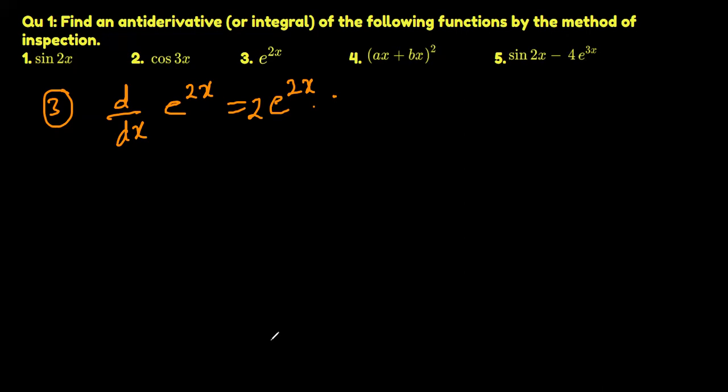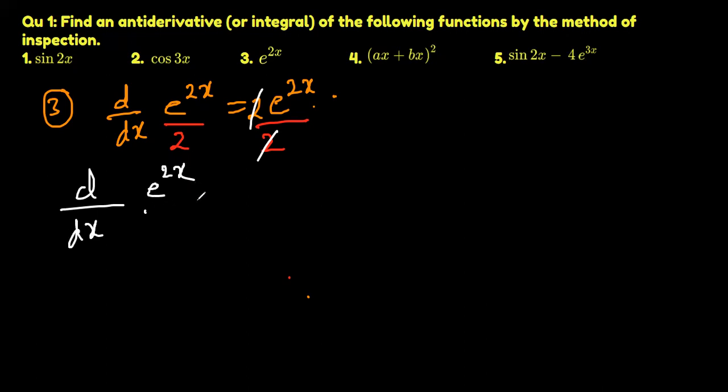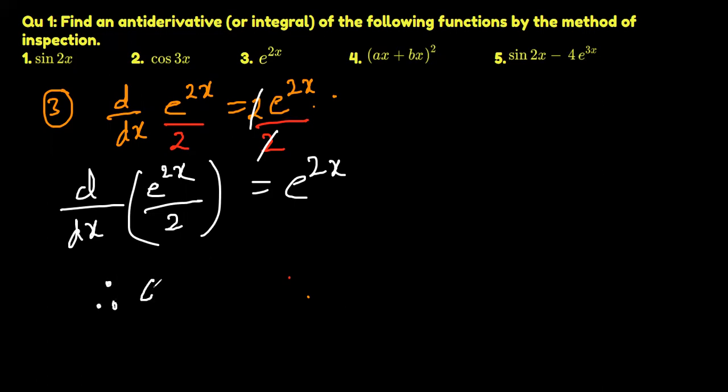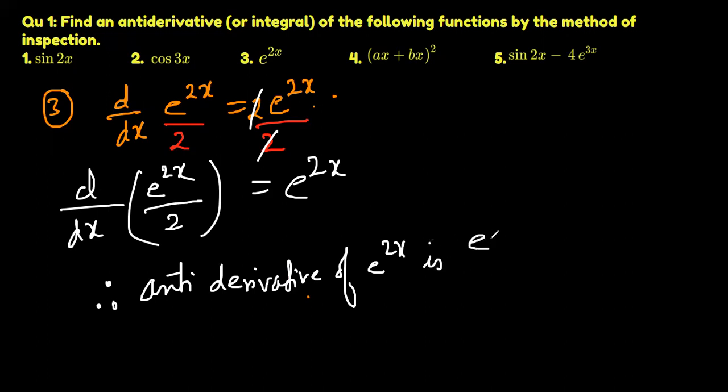So what we are going to do to get rid of 2 is divide both sides by 2. Now this 2 and 2 get canceled. So we get d by dx of e to power 2x by 2 is the same as e to power 2x. Now we can say, therefore, the antiderivative of e to power 2x is e to power 2x divided by 2.